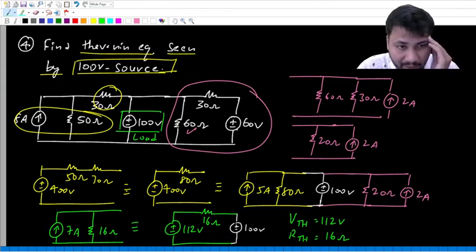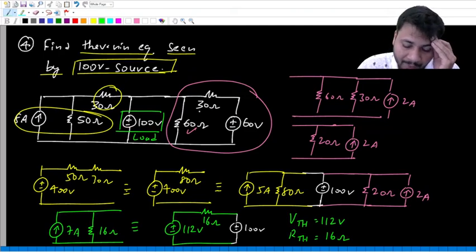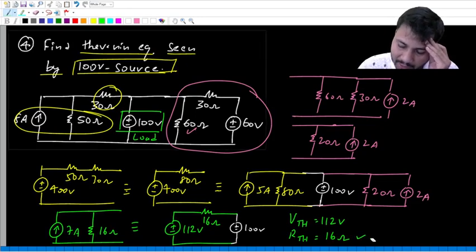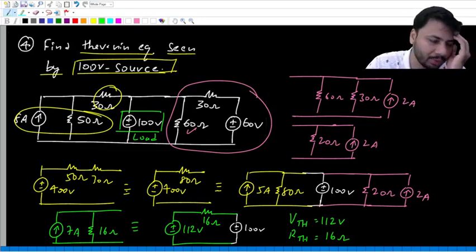And when you make the 60 volt source 0, it becomes short. Then 30 and 60 will be in parallel, which is 20. And then this 20 and 80 will be in parallel. So the net resistance will be the same 16 ohm resistor. That is also one way to do it.